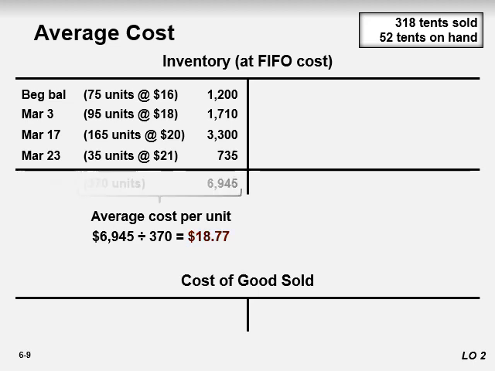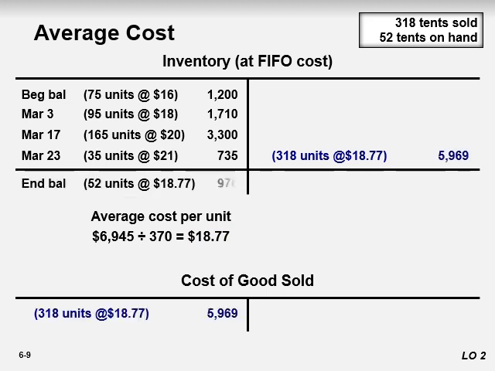So 52 multiplied by 18.77, and 318 units are sold. So sold units cost is 18.77. You multiply 18.77 with the number of units sold. That is the cost of goods sold. Fairly simple. That is average costing.